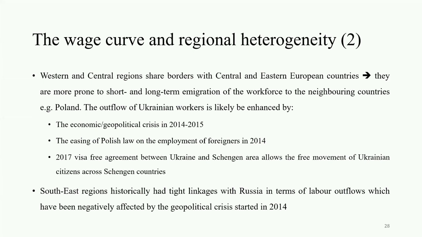However, in the case of the Southeast regions, which originally and historically had a very tight link with Russia in terms of labor outflows, there were a lot of Ukrainian workers going from the Southeast regions to work in Russia. However, this outflow of workers has been negatively affected by the conflict between Russia and Ukraine, and the conflict in the east of Ukraine started in 2014.